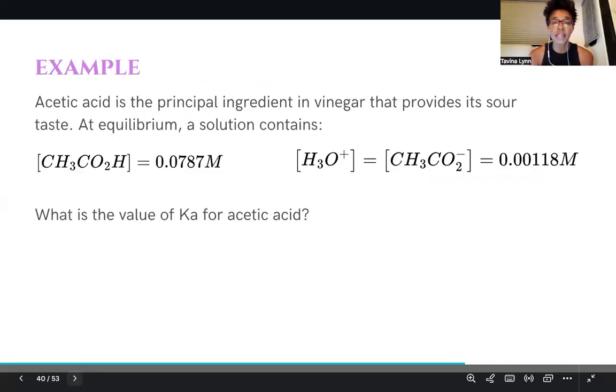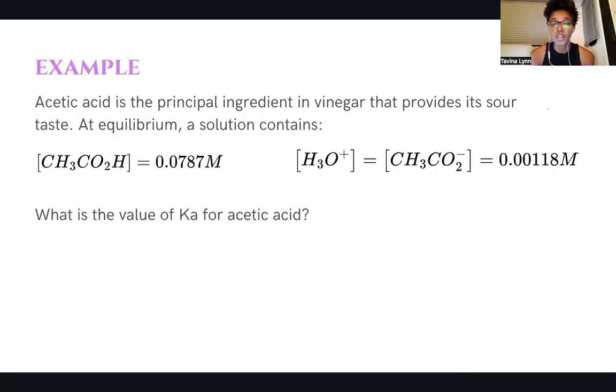So acetic acid is a common weak acid that we will constantly talk about, right? This is the main ingredient in vinegar that is the reason for its sour taste. So at equilibrium, a solution contains the following concentrations, right? So we have the concentration of acetic acid. They also tell us the concentration of hydronium ions as well as acetic acid's conjugate base concentration as well. So we want to calculate the value of Ka given these conditions for acetic acid.